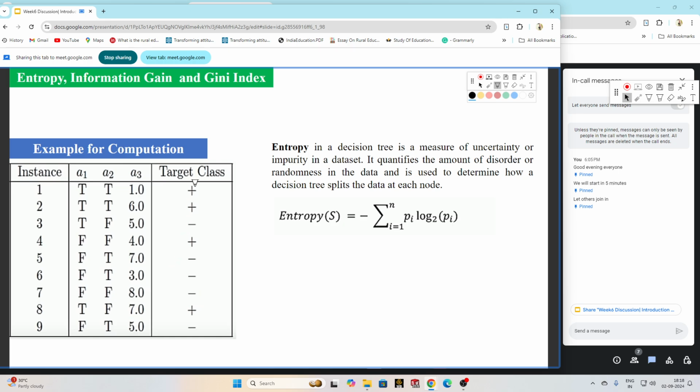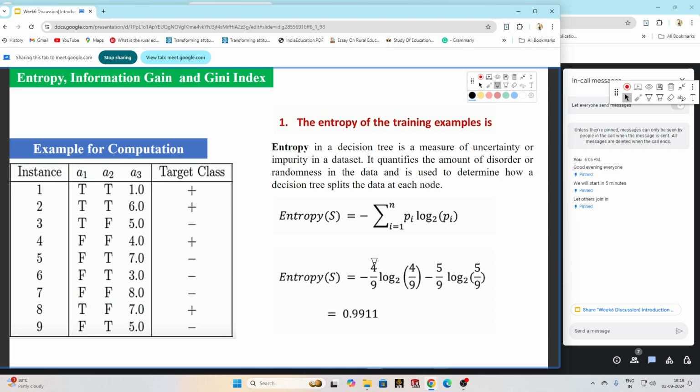Now the target class is the output. So we have three inputs and one output. The output has two classes, one positive and the other negative. So you have two types of classes here. Now our first purpose is to find the entropy of the training examples, which means we have to find the entropy of the prediction set. So how will we find it?